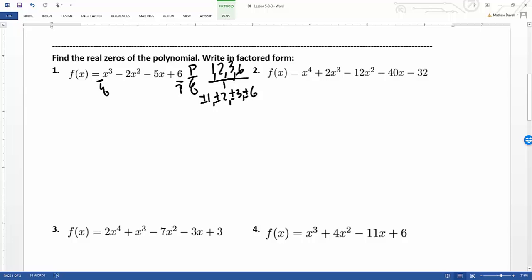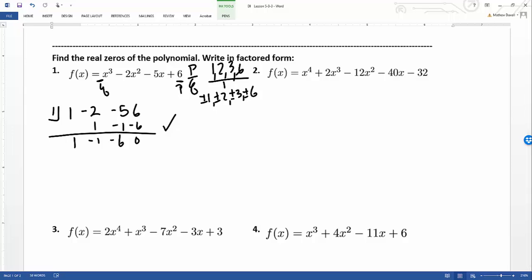And now we need to try these numbers out. So we go through, let's try 1. And we use synthetic division to go through this process. So add straight down, multiply, add straight down, multiply, add straight down, multiply. So it worked. I know it worked because my remainder is 0.